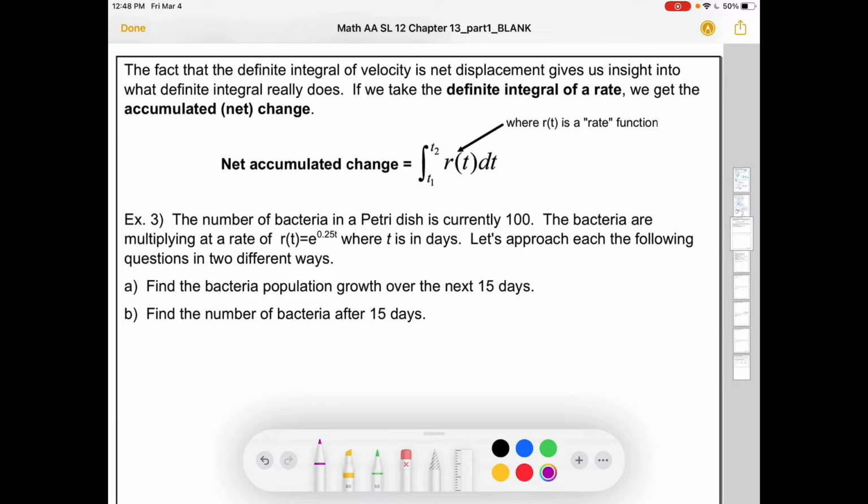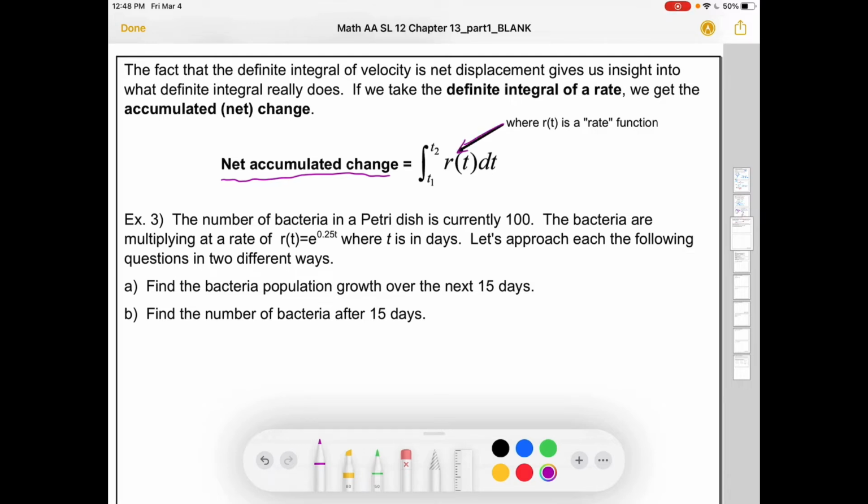After the last lesson we learned that the definite integral of velocity is net displacement, and that gives us insight into what a definite integral really does. It tells us the accumulated or the net change if we take the integral of a rate. So net accumulated change is going to be the integral from time 1 to time 2 of some rate function. R of t is some rate function.